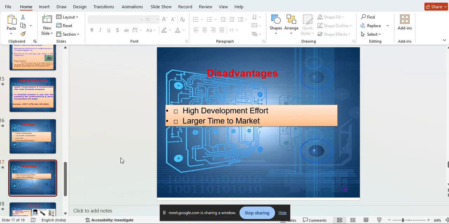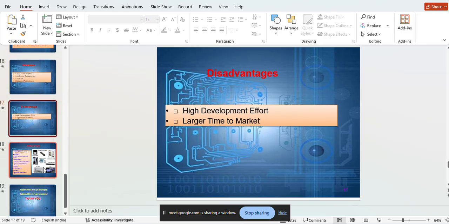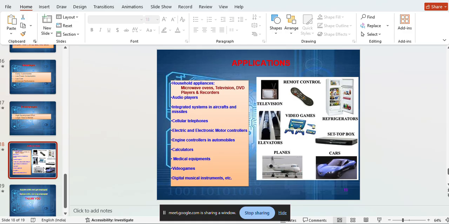So you should only release the product to the market when it's fully ready and tested hundreds of times. Without that it is not possible. So these are the two disadvantages of embedded systems. Then we have the applications. These are the applications of embedded systems in various domains.